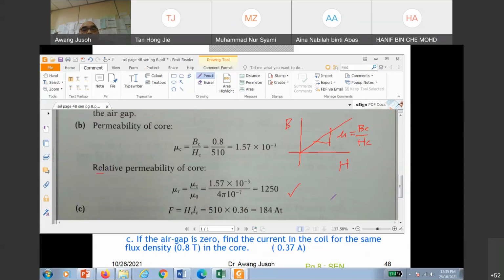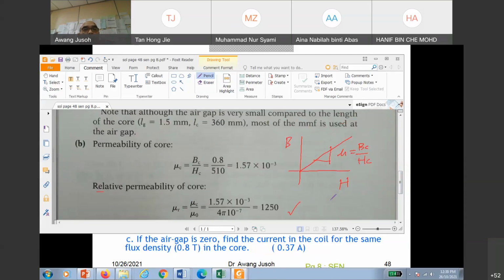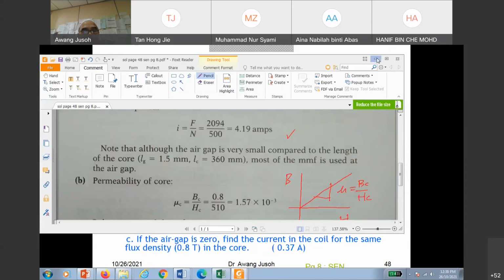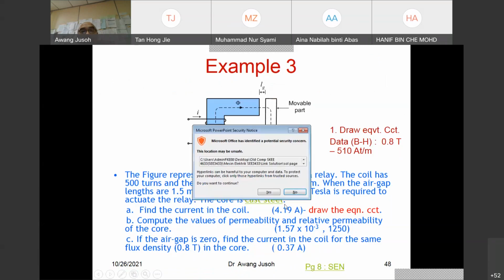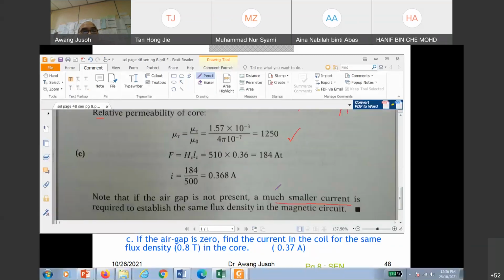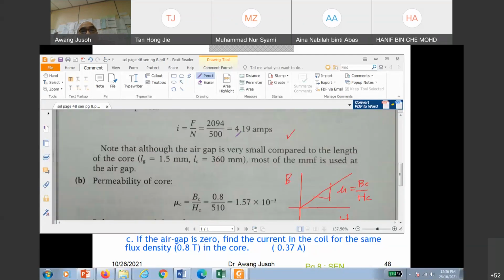Alright, last one. What do they ask? If we remove the air gap, if the air gap is zero, find the current to set up the same flux density. How much current is required if there is no air gap? With the air gap, how much current just now? With the air gap, we just calculated 4.19 ampere required to set up 0.8 Tesla, because we have the air gap there. The air gap gives you a higher current to set up the same flux.